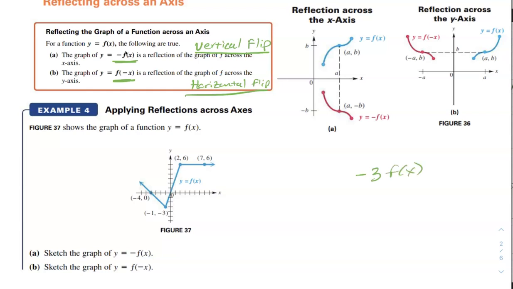that's two separate things to me. There's a vertical flip, and then there's a vertical stretch. Right, so that's all we care about in the negative. The negative just flips it, that's it. The number next to it does a stretching or shrinking.